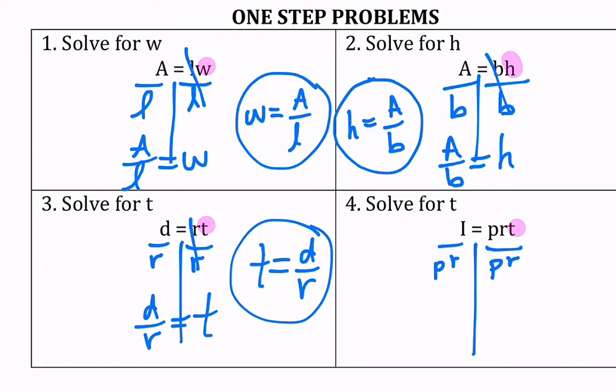On the left, that I divided by pr will drop. On the right, the pr that's on top cancels the pr that's on bottom, so t drops down. So we wanted the variable t by itself, which we do have it by itself, so we've done all the work. Let's just write it properly. I know t is equal to I divided by pr.